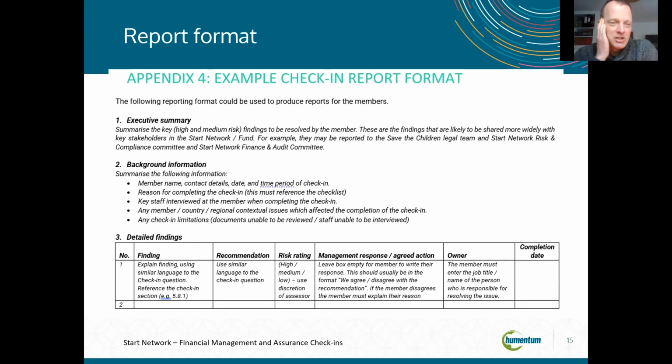And the format of the report is likely to look something like this. So the heart of it will be a table that you see in section 3, which will have a finding and a recommendation, a management response, and then an owner and a completion date. Although that could be summarized in section 1, there will be a summary of the key findings, probably the high risk and medium risk findings. And that will maybe be in a format that could be shared with other key stakeholders, such as the Save the Children legal team and maybe the Start Network Risk and Compliance Committee.